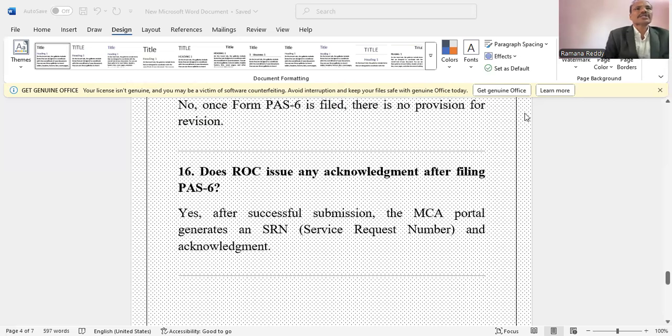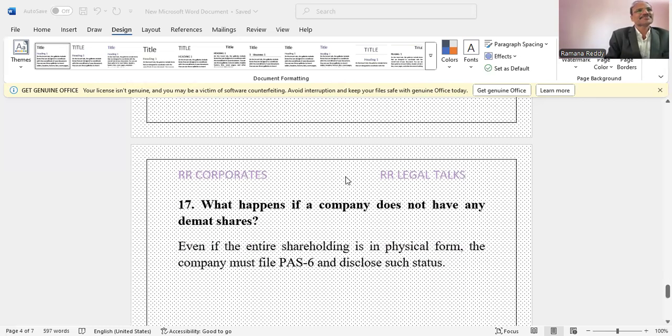Does ROC issue any acknowledgement after filing PAS6? Yes. After successful submission, the MCA portal generates an SRN and acknowledgement. What happens if a company does not have any demat shares? Even if the entire shareholding is in physical form, the company must file PAS6 and disclose such status.